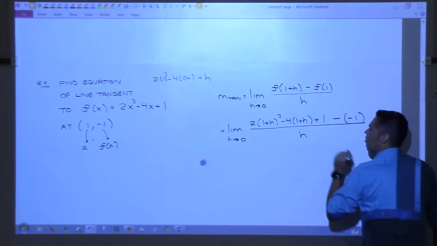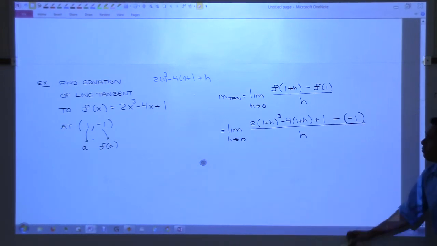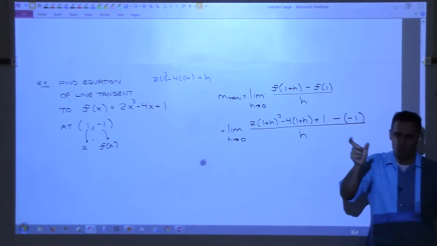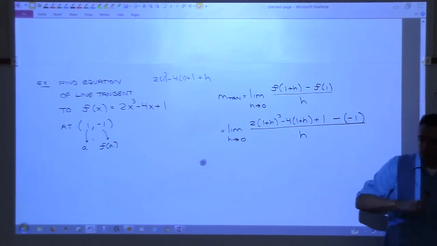Here we go. So we're going to need to do a little bit of algebra before we actually take a limit here. And the algebra that I'm going to need to do is I'm going to need to cube 1 plus h. That means I have to do 1 plus h times 1 plus h times 1 plus h.